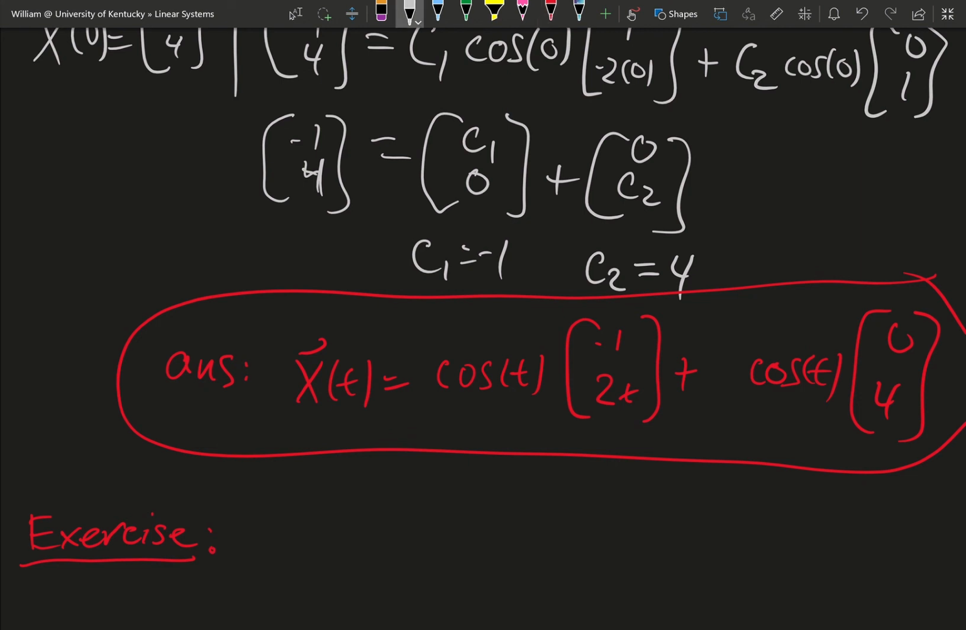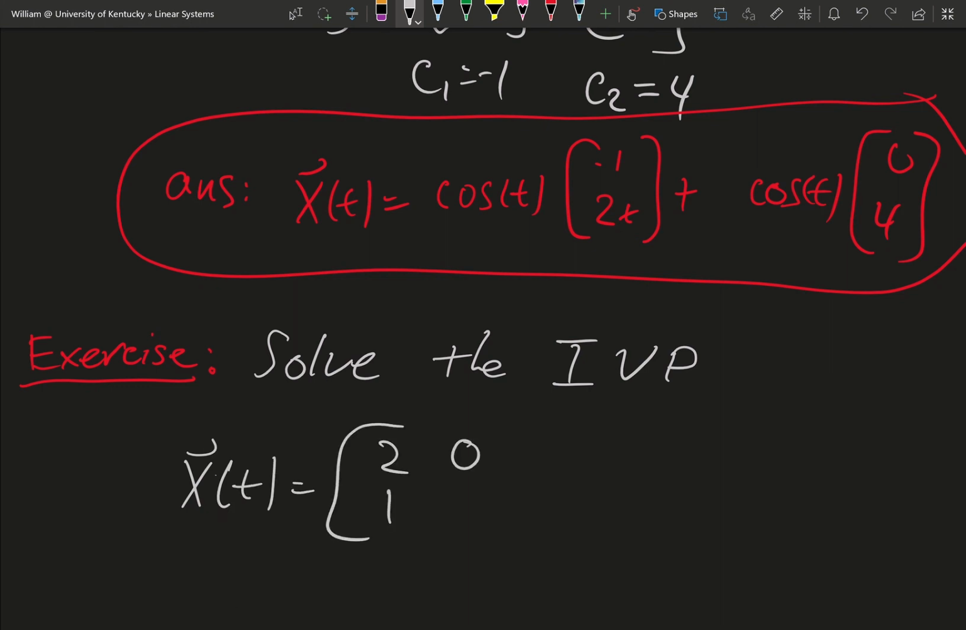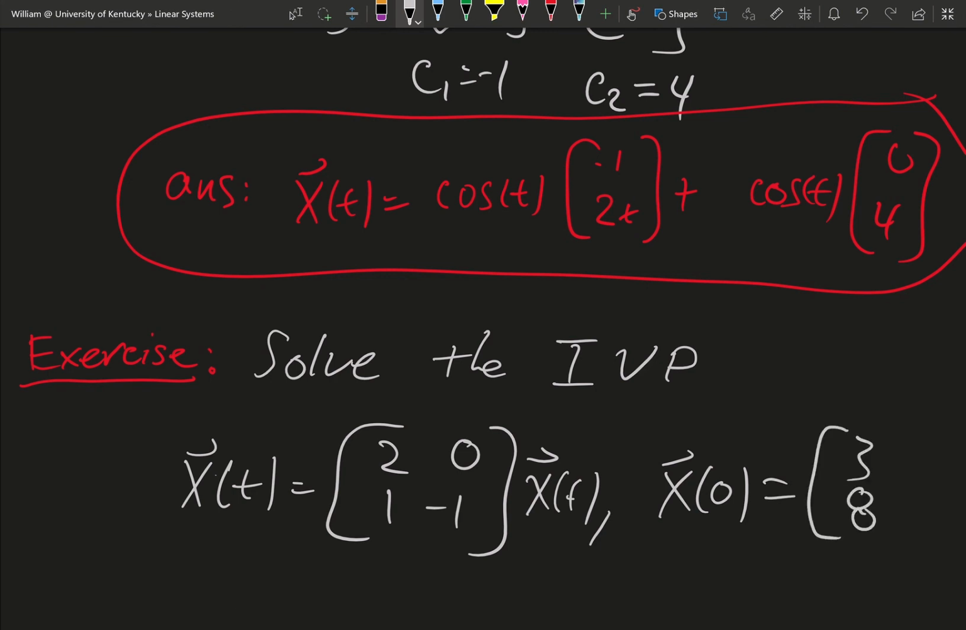All right, I will leave you with a single exercise. All right, so give that a shot.